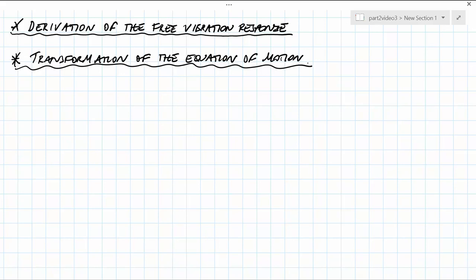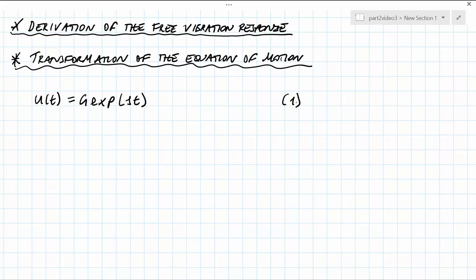We can now apply our trial solution, u(t), which we said was equal to G times the exponential of st. We can apply this to our equation of motion to transform it into a root finding problem.